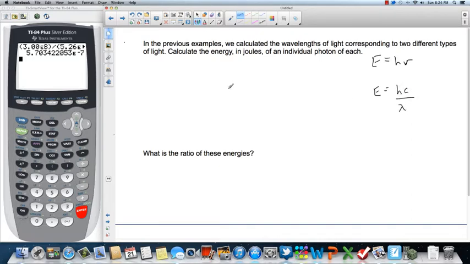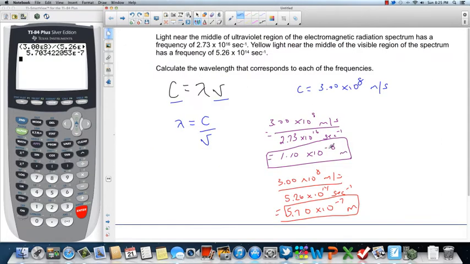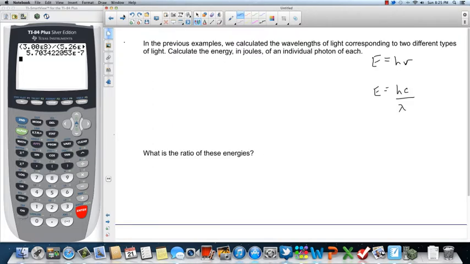Either example will work just fine because, as we figured out before, frequency is going to equal c divided by wavelength. So what we end up with here is some previous wavelengths. We've got 1.10 times 10 to the negative 8th meters for our first wavelength. But to play it on the safe side, let's use that frequency, 2.73 times 10 to the 16th inverse seconds.